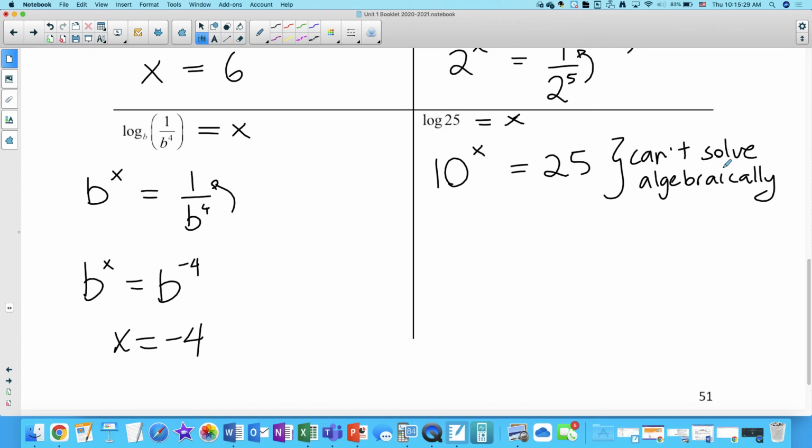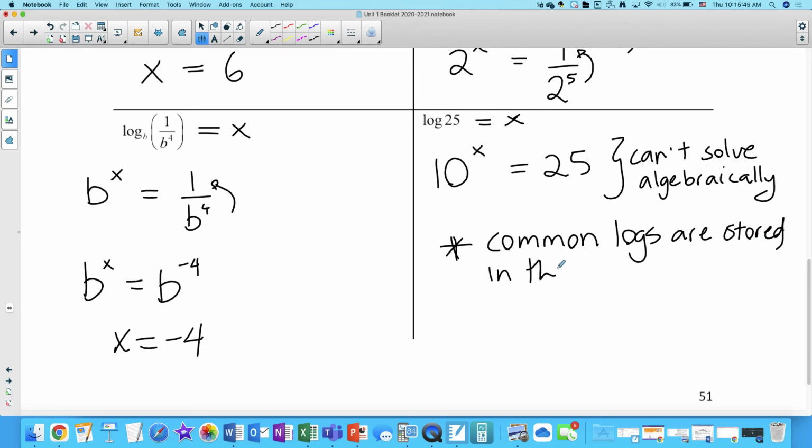But common logarithms are stored in the memory of your calculator. Okay, so if you do see something that's a common logarithm, just log of a number, we assume the base is 10, you can get the decimal approximation by just evaluating on a calc. Right? Again, only works for common logarithms.